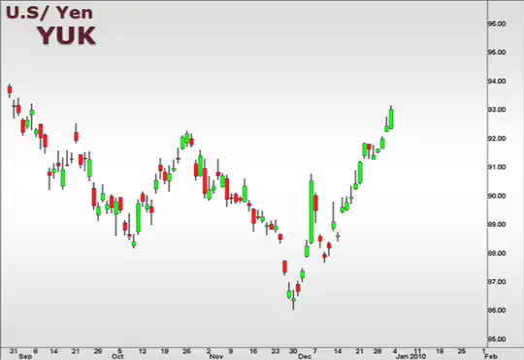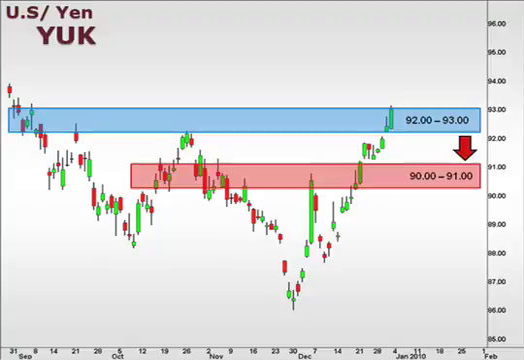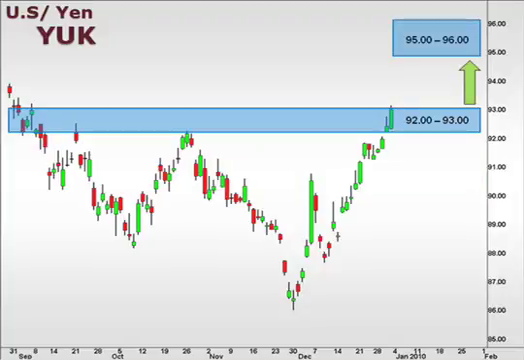Let's take a look at the YUK. Well, the US dollar hit our 92, 93 focal zone as it continued to strengthen against the yen. We are open to the possibility of a retracement after such a robust rally, which would likely look for support down within the 90, 91 range. An extended move higher brings the 95-96 box into play as our next overhead resistance.